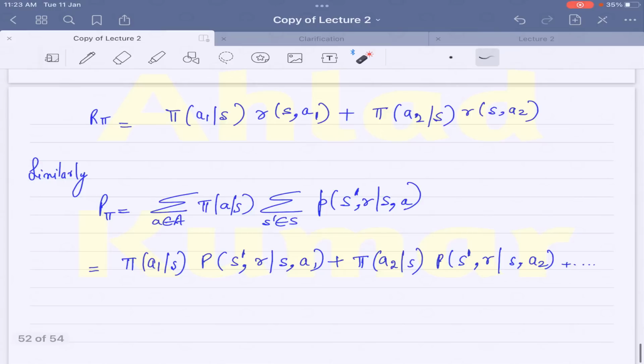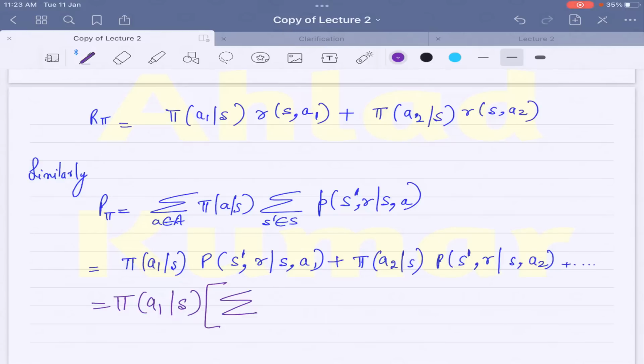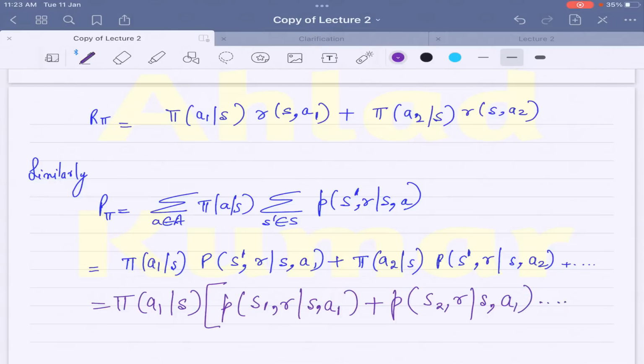So if you see here, this is what P pi is. That is, for a single action A1, you are summing up all the transition probabilities. Right now I am taking only a single transition, so that's why it is S prime, but effectively it has to be pi A1 S. Then we will have all these summations, which means you will have the first state reward, then state action A1, then S2 reward, state action A1, like this.